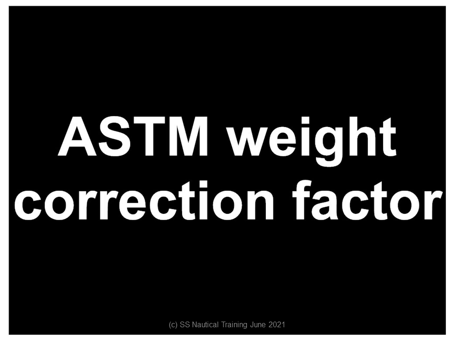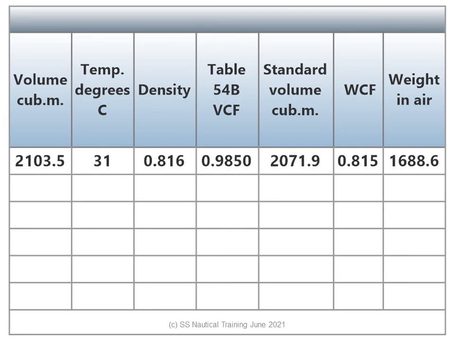The first page of the ASTM Table 56 provides the factor for converting weight in vacuum to weight in air and vice versa. For the method we are describing, we reduce the density in air at 15 degrees by 0.0011 to get the density in vacuum at 15 degrees. In the example, we reduce 0.816 by 0.0011 to 0.815, and apply it to the standard volume to get the weight in air, in metric tons.